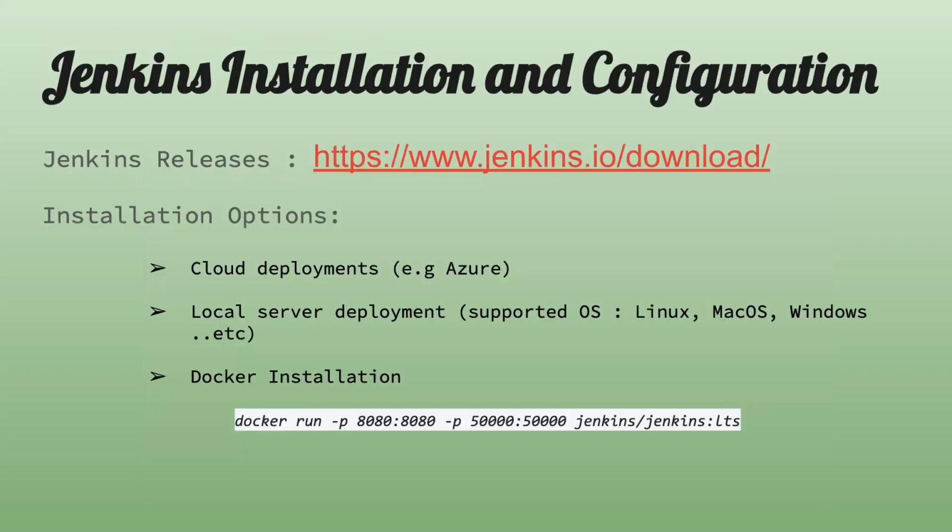Jenkins has basically three types of installation options. You can directly install to cloud infrastructures like Azure and AWS; they have different deployment options for that. You can do a local server deployment, which supports Linux, macOS, and Windows, or you can use the Docker installation. This is very easy for testing kind of things.